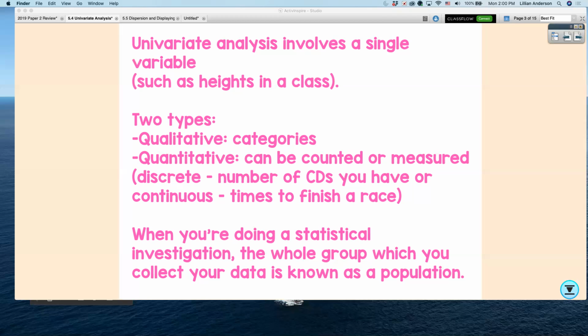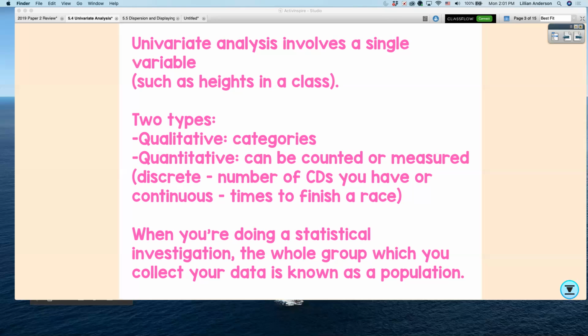There's two different types of quantitative data. There's discrete and continuous. Discrete data is something that can be counted, such as the number of CDs you may have, which CDs are extinct, but you can actually physically go and count the number of CDs that somebody has. Another example of discrete would be your number of siblings. You can actually physically count somebody's siblings. The number of red cars in the parking lot, that's something that you can actually physically go out and count.